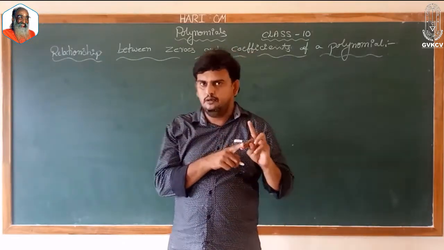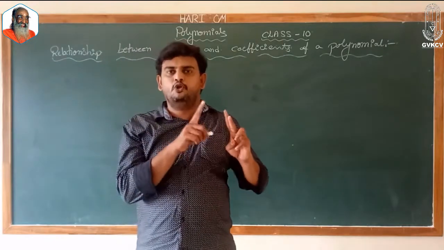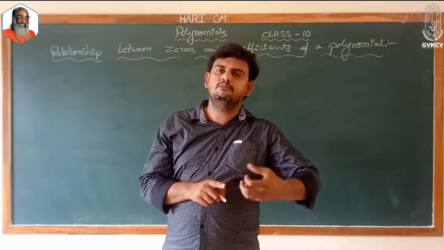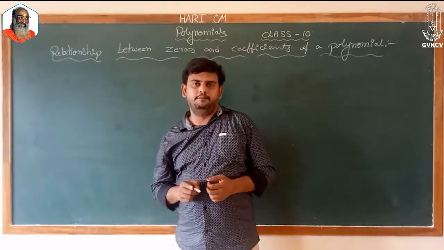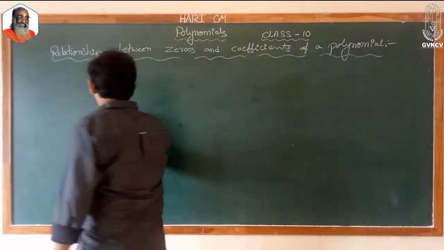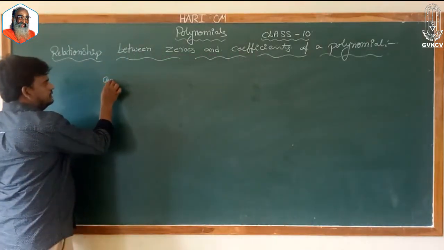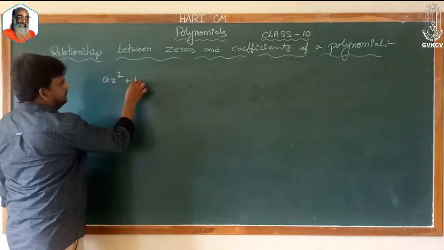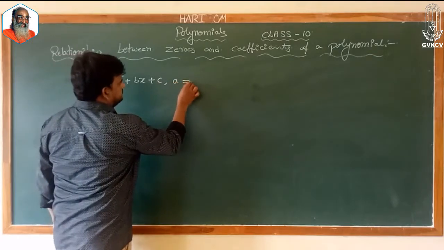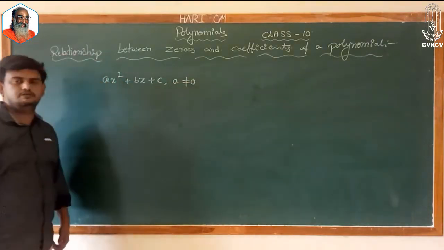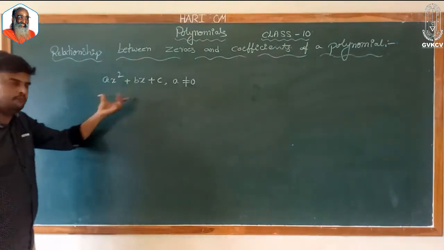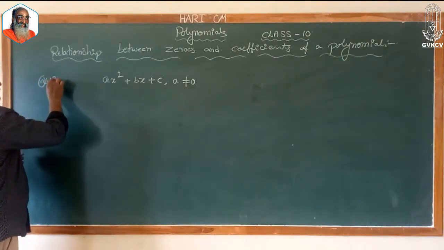We are discussing only two polynomials. One is quadratic, meaning second degree polynomial. Cubic means third degree polynomial. First, let us discuss the second degree polynomial. What is the general form of a second degree polynomial? The general form is ax square plus bx plus c, where a is not equal to 0, which is nothing but a quadratic polynomial.